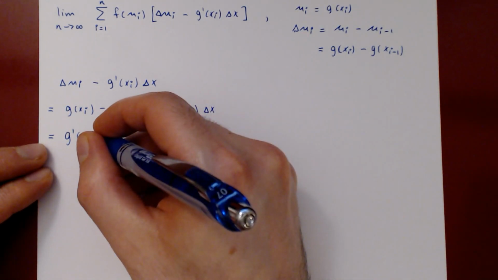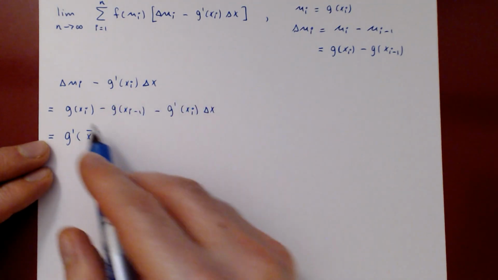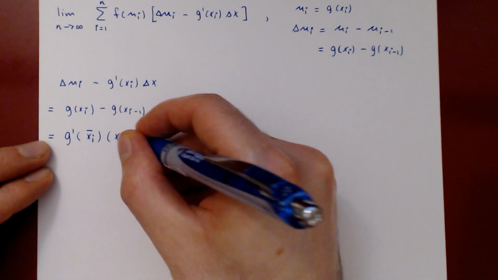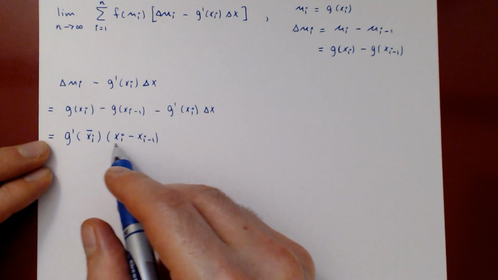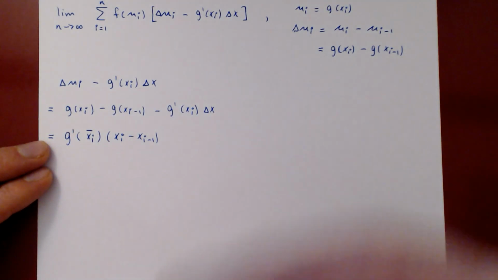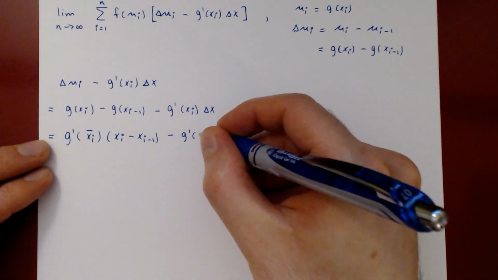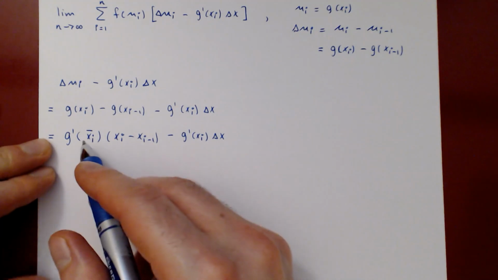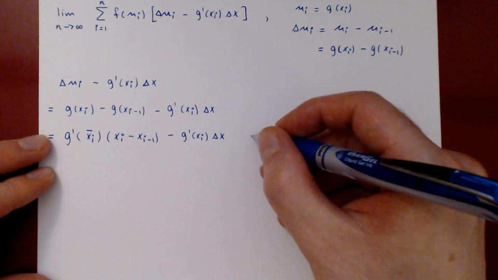Call this point, say, xi bar, times the change in x, xi minus xi minus 1. That is the length of the ith interval of the original partition along the x-axis. And again, this point is somewhere between xi minus 1 and xi.